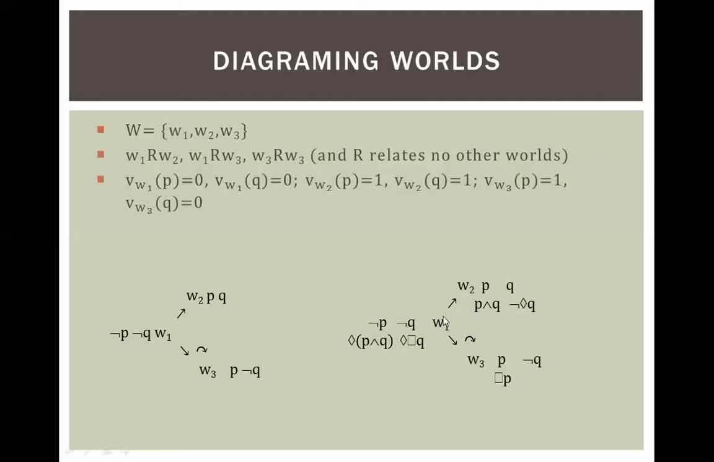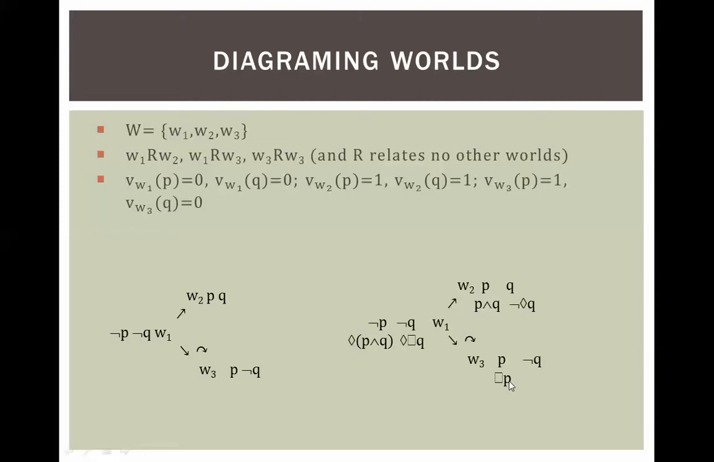World 1 relates to W2 and W3. At world 1 we know not P and not Q are true, but P and Q is true here, and W1 is related to W2, so possibly P and Q is true here. This one I'll talk about in just a second. Let's look at W3. At W3, P and not Q are true, right? We saw here. At W3, and W3 accesses only itself. So all the worlds W3 accesses have P true, because the only one it accesses is itself, and P is true at itself. So necessarily P is true.